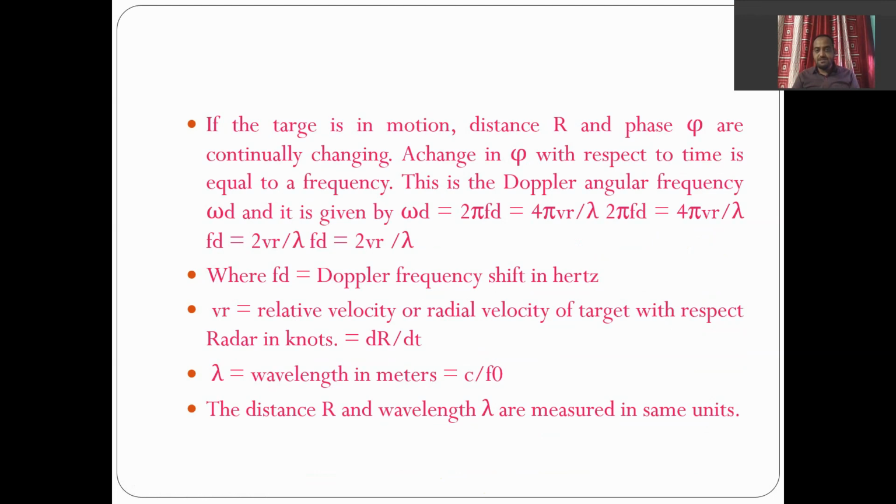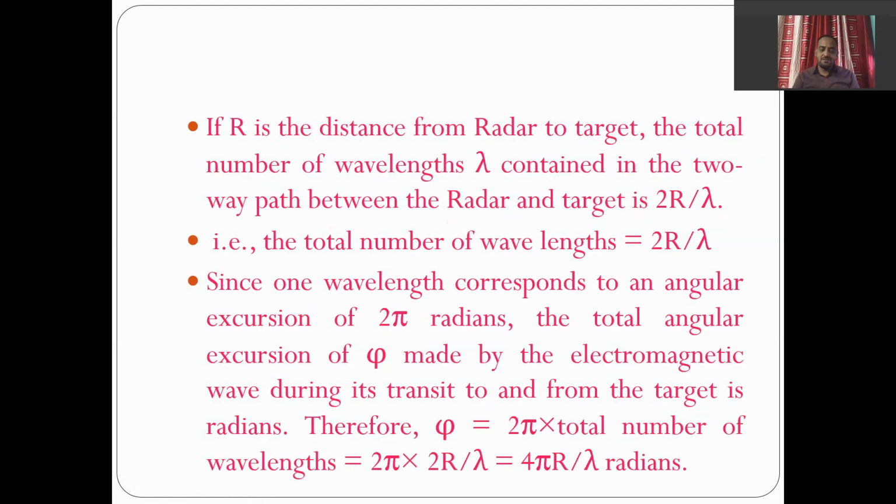Now, the angular velocity or the angular frequency is omega d. Omega d can be written as 2 pi fd, which is nothing but d phi by dt, the rate of change of phase per unit time, which can be written as 4 pi Vr by lambda, because the total number of wavelengths is equal to 4 pi r by lambda.